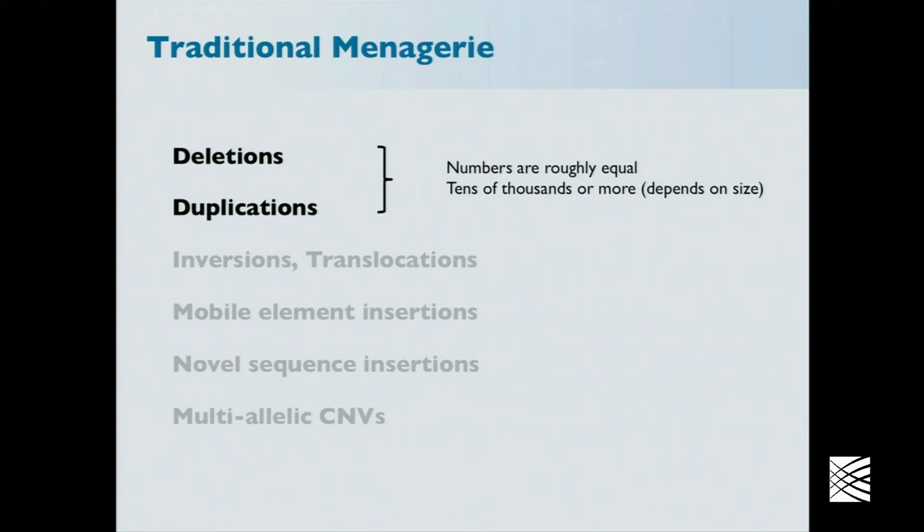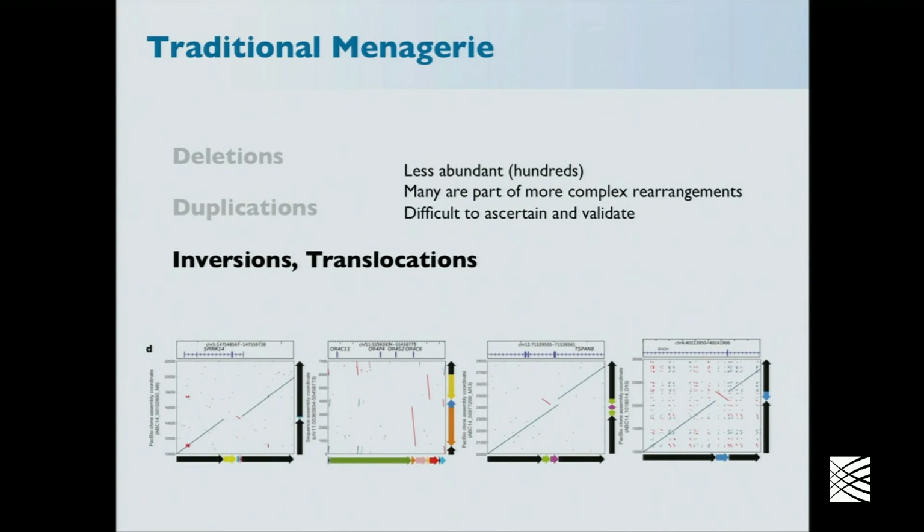But in general, there are tens, maybe hundreds of thousands of deletions and duplications at reasonable frequency in the population. The exact number depends on size, but it gives you a rough feel of that part of the menagerie. There are also inversions and translocations and these kinds of complex rearrangements I talked about before. These tend to be more in the hundreds, like I said before, although they do segregate in the human population.